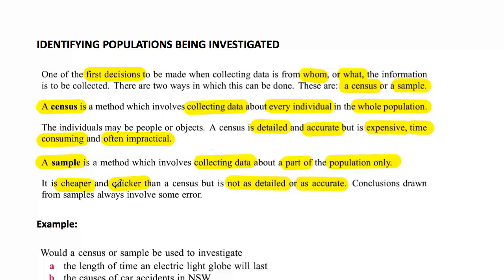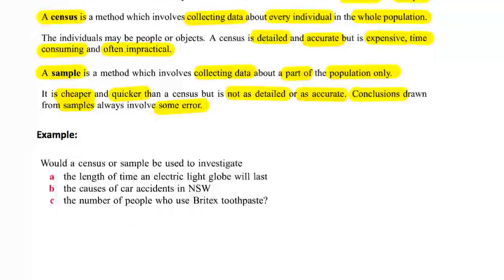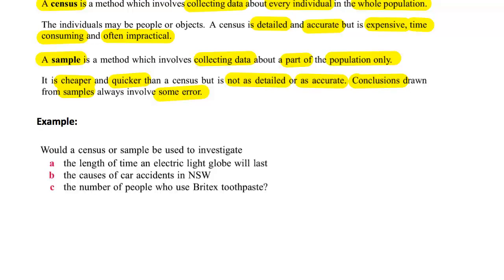So if we are not collecting information from everybody, then we need to try and draw conclusions from our sample about the whole population, and in doing so there will be some error involved in that process. Let's have a look at three situations where we need to make a decision as to what we're going to do. Are we going to look at a census, or a sample of the whole population? So in this case we ask, would a census or a sample be used to investigate?